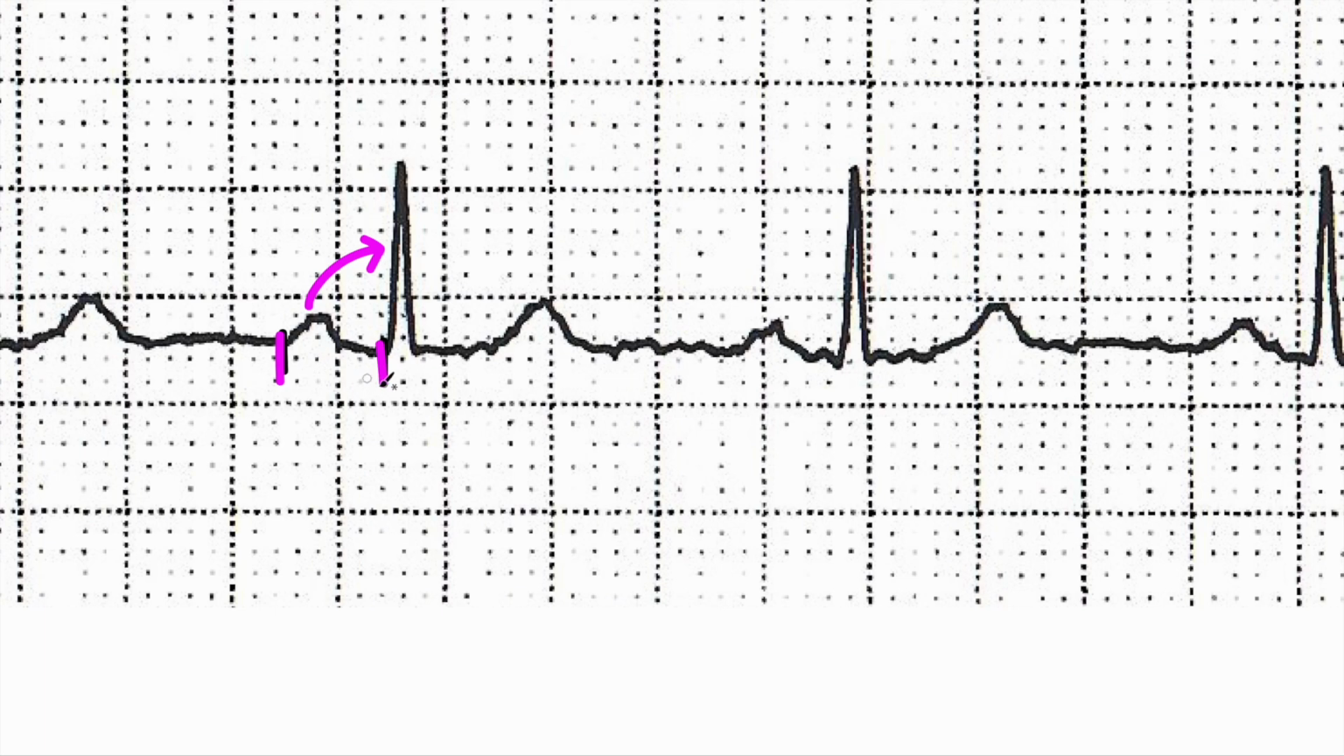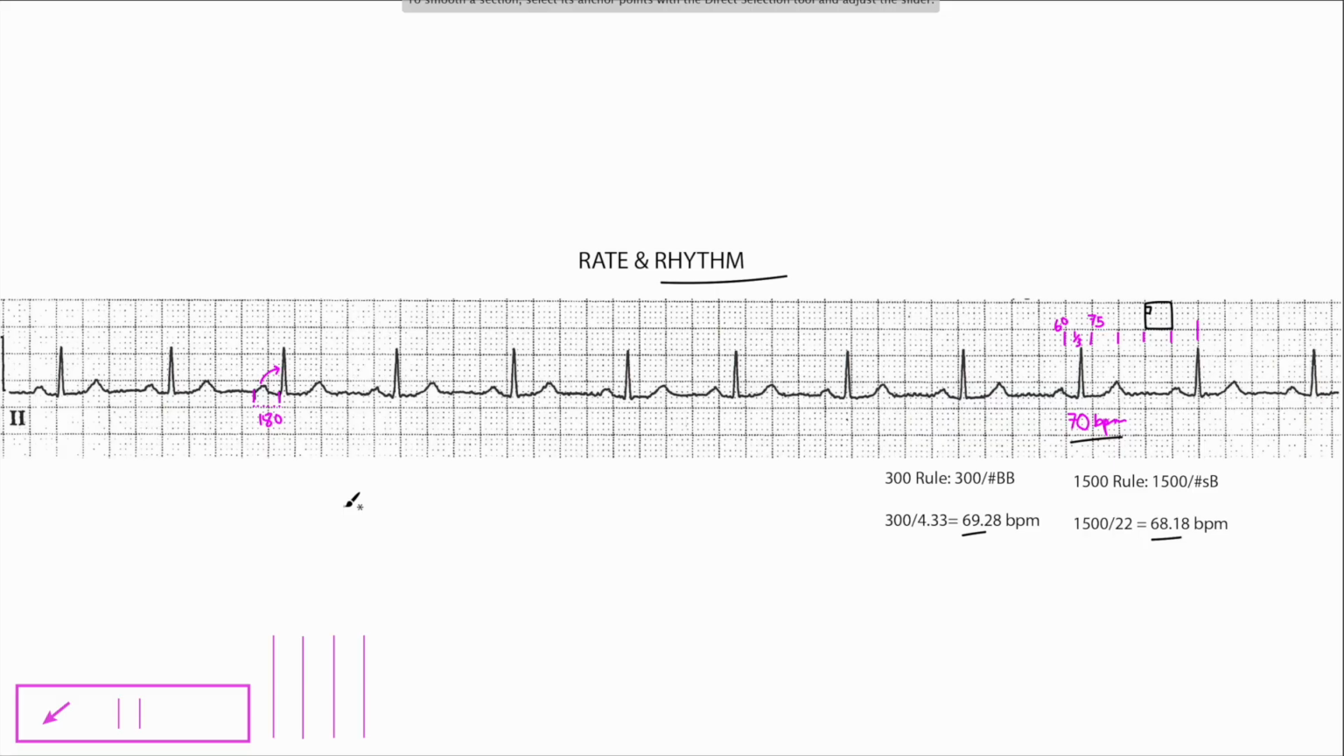Okay, so one thing that catches my attention here is this PR interval seems to be a bit longer. So I'm looking at this. This is 1 box, 2 boxes, 3 boxes, 4 boxes, roughly 4.5 small boxes. So this is, what is that, 180 milliseconds? 200 milliseconds is the cutoff for first-degree AV block. So this is almost borderline first-degree AV block. Now that in itself is not really significant.